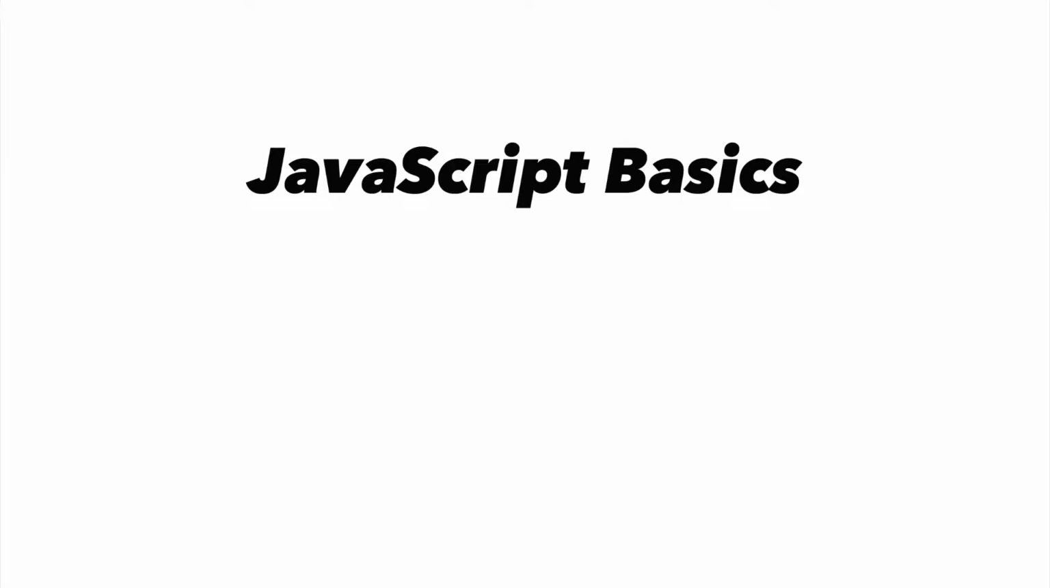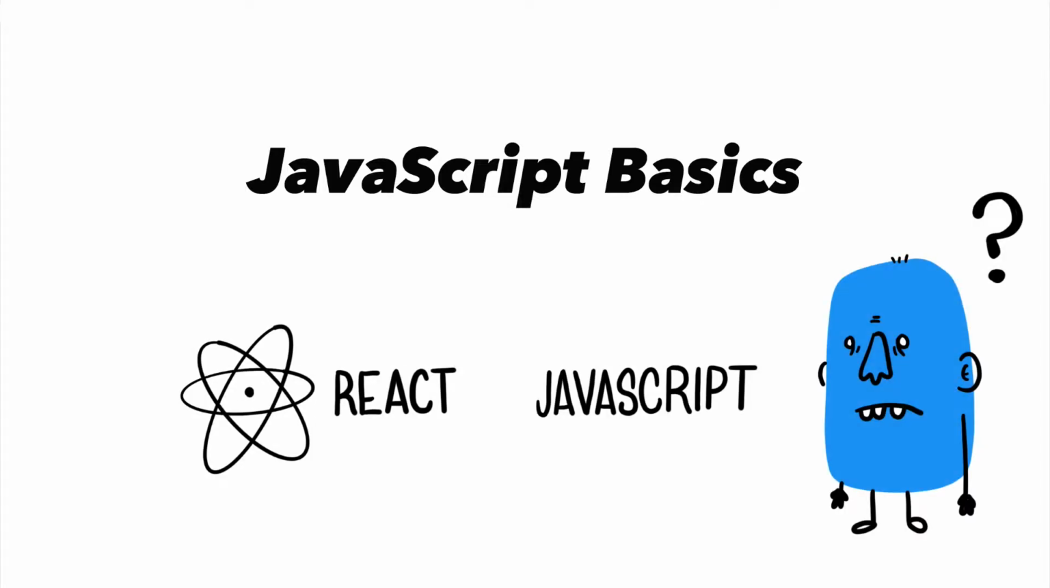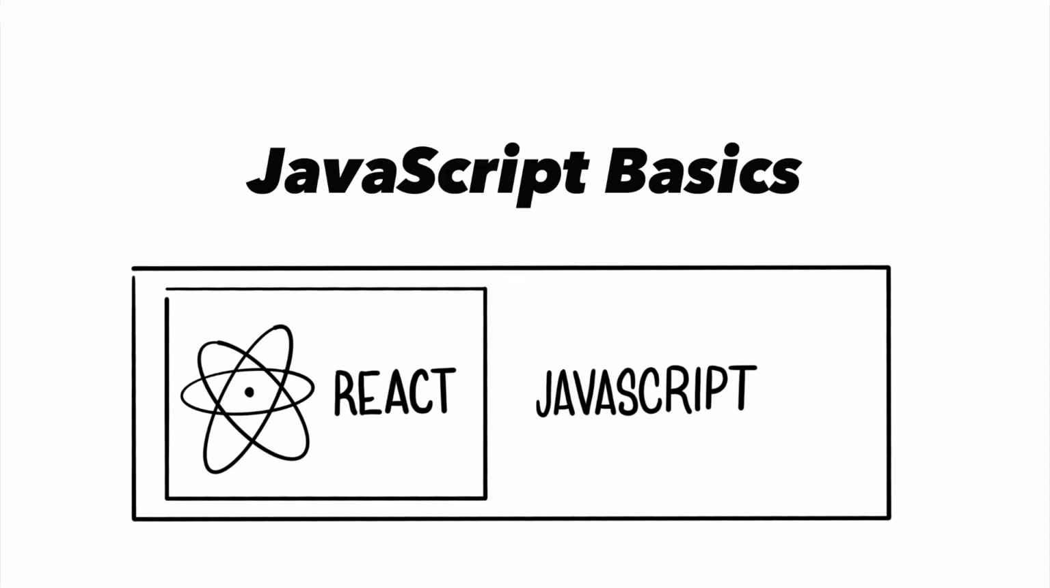So we looked at HTML and we looked at React. Now we're going to learn a little bit of JavaScript. Why would we need to learn JavaScript if Framer uses React? Well, React is a JavaScript framework. That means it's written in JavaScript. So when we're writing React code in Framer, we're writing JavaScript.